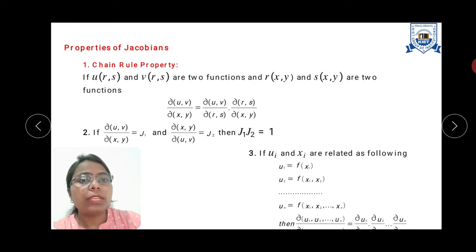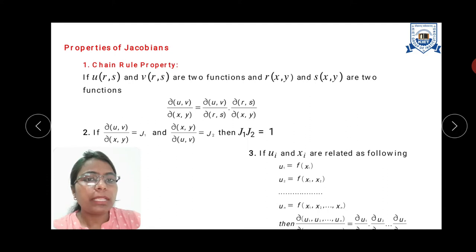If the Jacobian of uv with respect to xy is equal to J1, it means u and v are functions of x and y. And we know that if u and v are functions of x and y, then x and y must be functions of u and v. If we denote the Jacobian of uv with respect to xy as J1 and the Jacobian of xy with respect to uv as J2, then J1 into J2 must be 1.